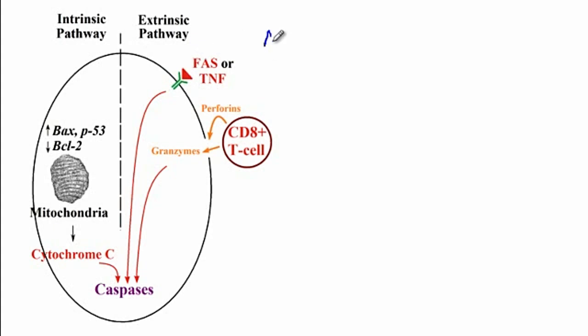And so therefore it's a non-inflammatory process versus necrosis, which is a pathologic death that is associated with cell swelling and inflammation.